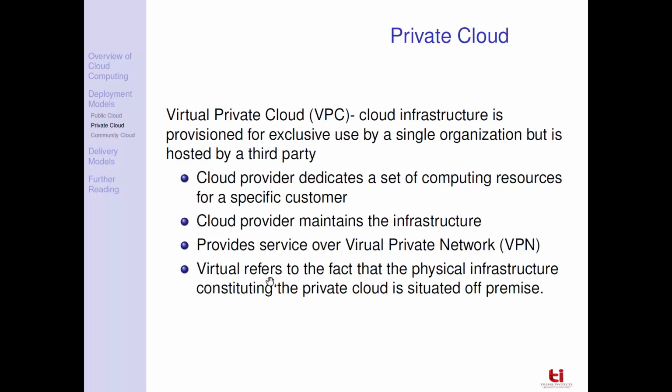So virtual refers to the fact that the physical infrastructure that constitutes the private cloud is situated off premises. So basically that is why it is called virtual, because the data center is not physically present on the premises of the user. It is situated off premises, and it is accessed through a virtual private network, VPN. Some examples of service providers who provide virtual private cloud, VPC, over VPN are Amazon, IBM, Azure, Google. In fact, all of them provide VPC.